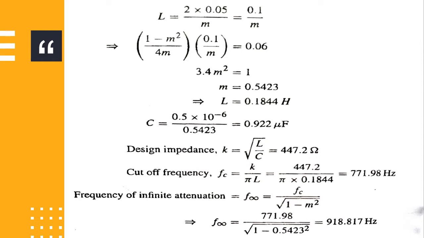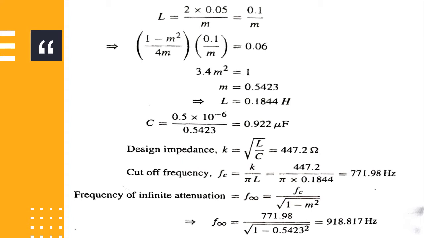So switch toward the next value, that is the design impedance, K equals root of L by C. So substitute the L value, substitute the C value, you will get 447.2 ohm. The cutoff frequency FC is K divided by pi into L, that is 447.2 by pi into 0.1844. So you will find 771.98 Hertz.